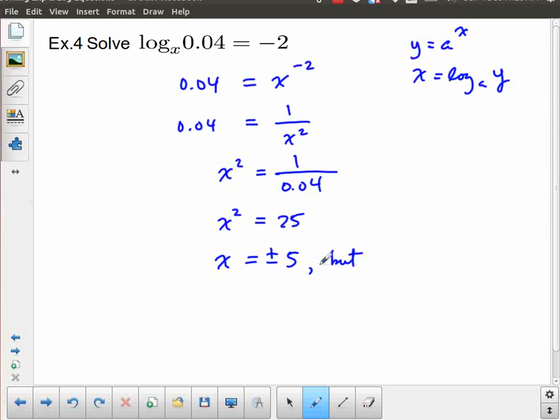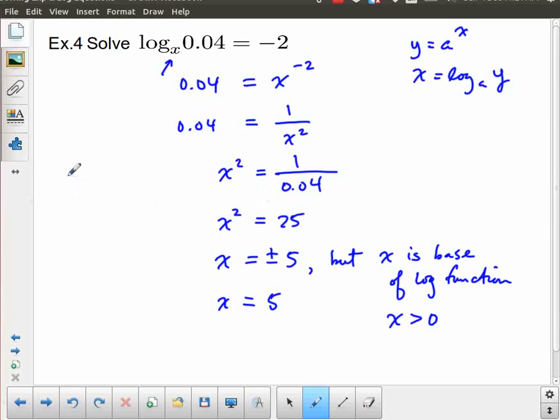But what is x? X is the base of a log function. And that tells us that x must be greater than 0. X has to be positive. So we end up with our answer here is just x is equal to 5. If you were to try to take negative 5 and take the log base negative 5 of 0.04, you would end up getting an error. It wouldn't know how to calculate that.